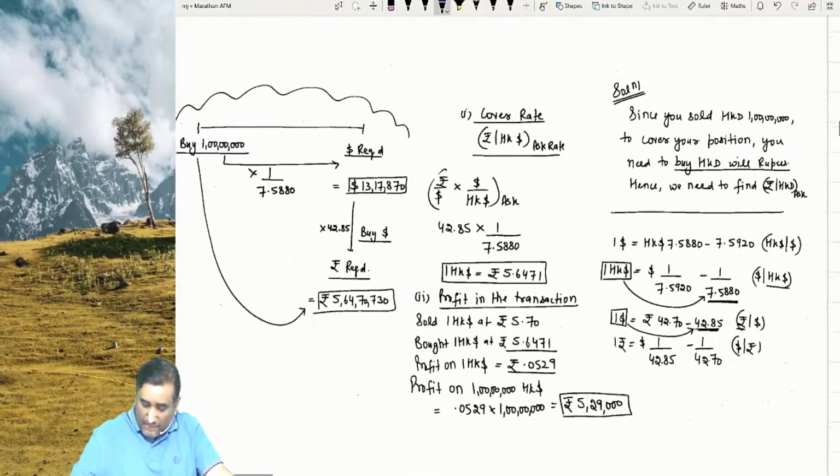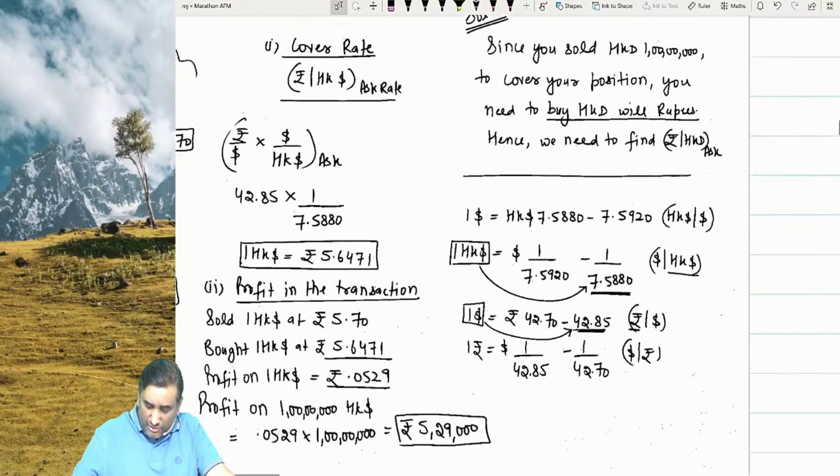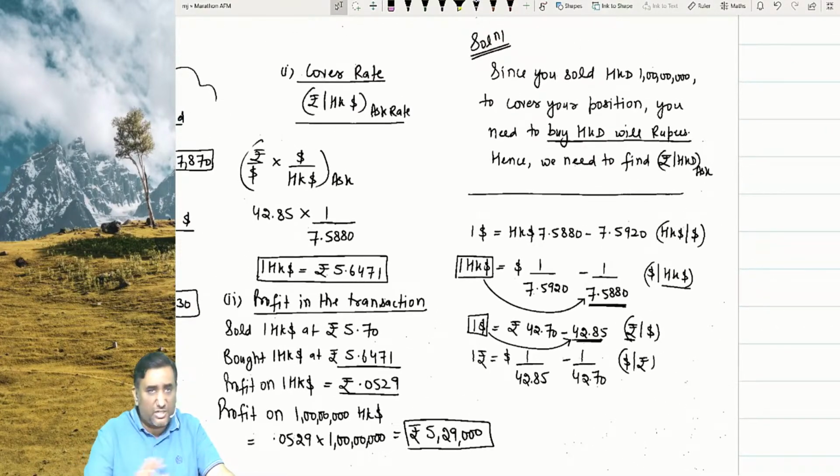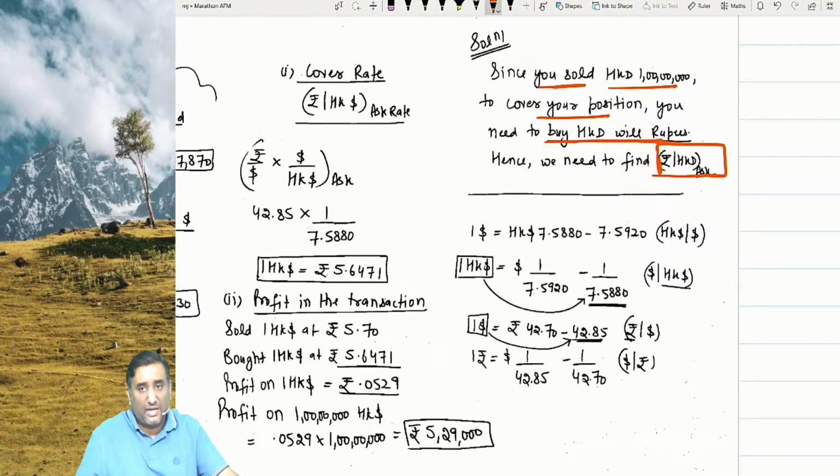Look up, please. I've done logically also and illogically also. That means in exam you can straightforwardly get the answer, and I always have a habit of writing exactly the feeling of the question so that you understand when you're doing it in the exam. Since you sold, it's a bank, HKD 1 crore, to cover your position you will buy HKD in rupee, hence we need to find rupee per HKD ask rate. And please understand, bank is not buying from the customer, bank is asking in the interbank market, so I need rupee per HKD ask rate. So I will buy HKD and you will buy from me, transaction would be over.